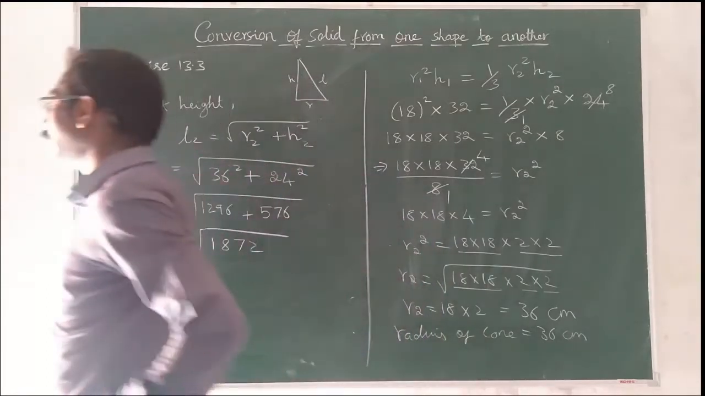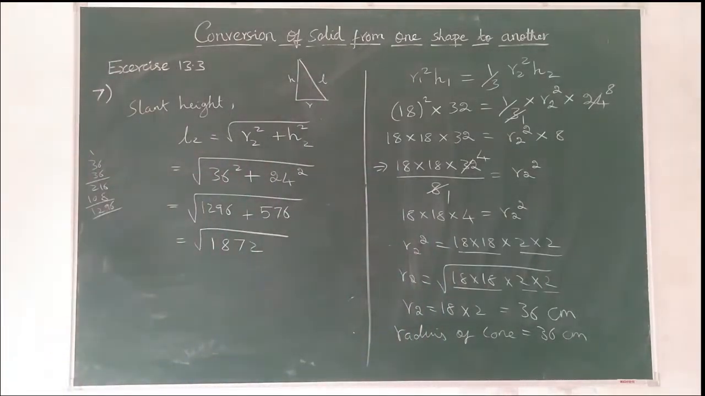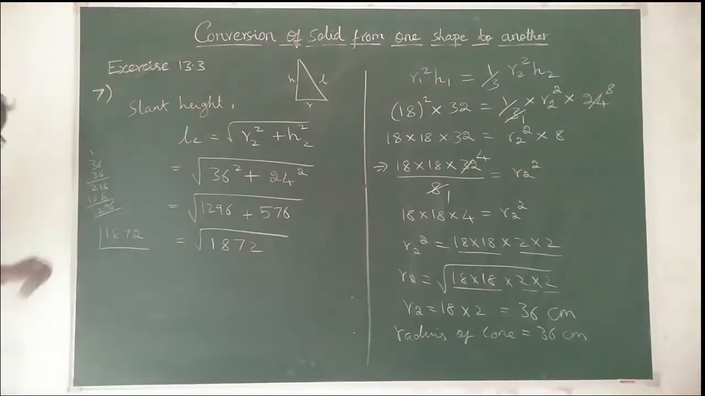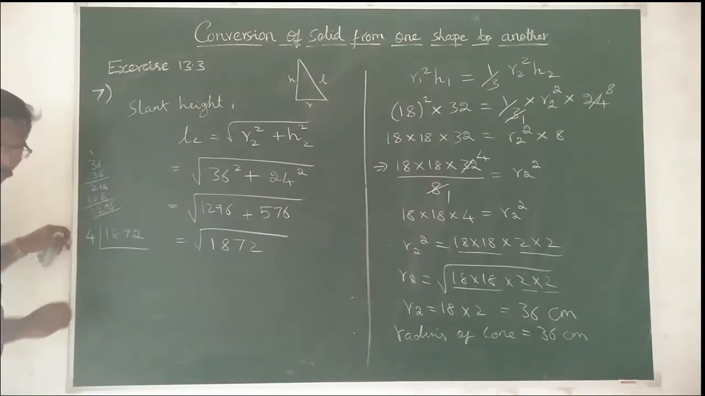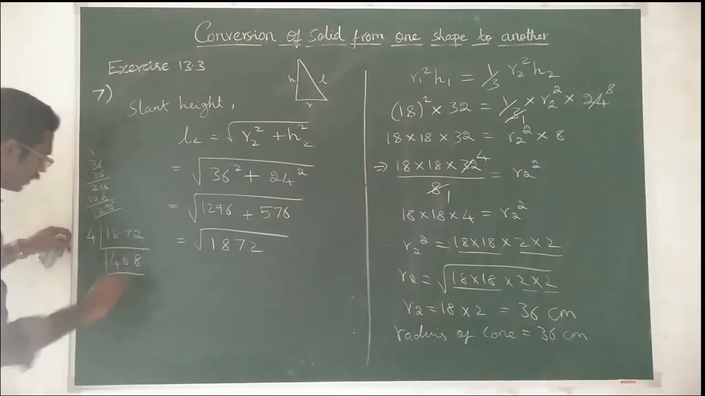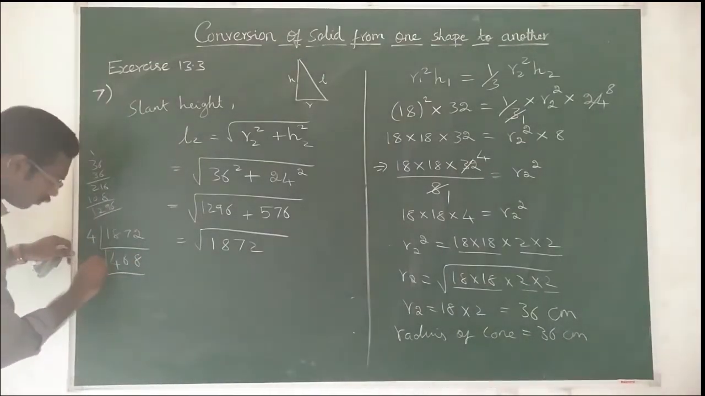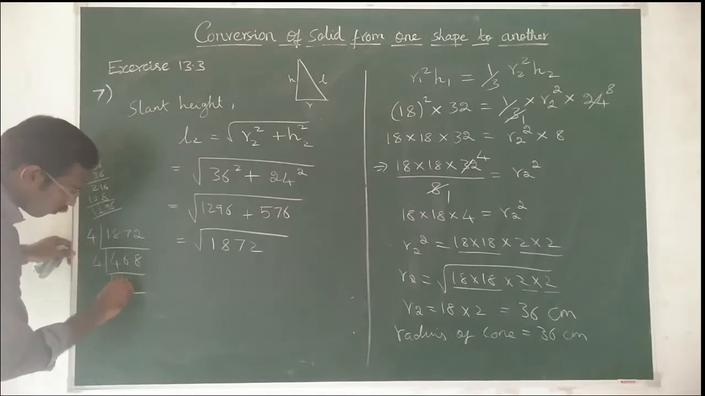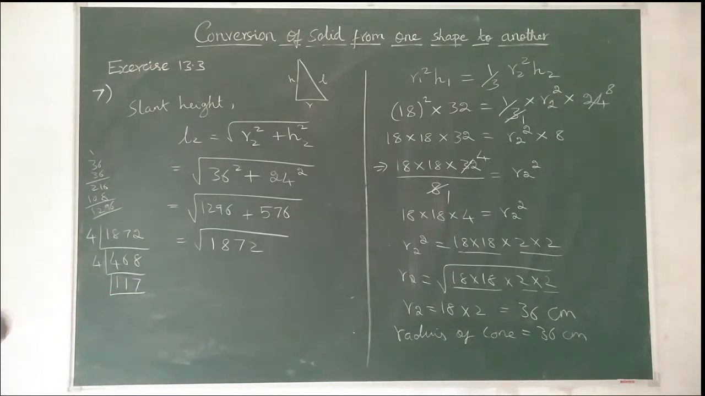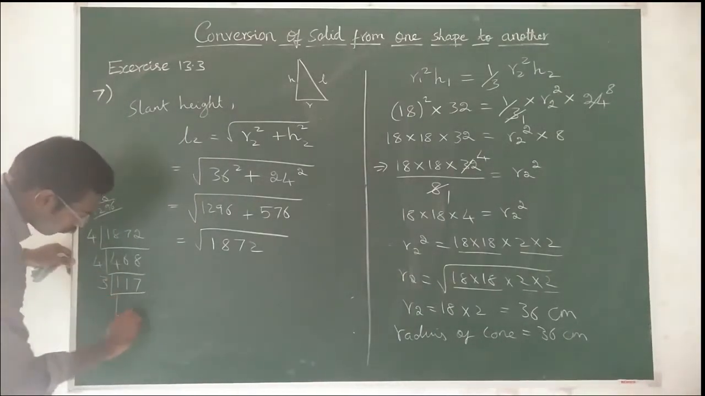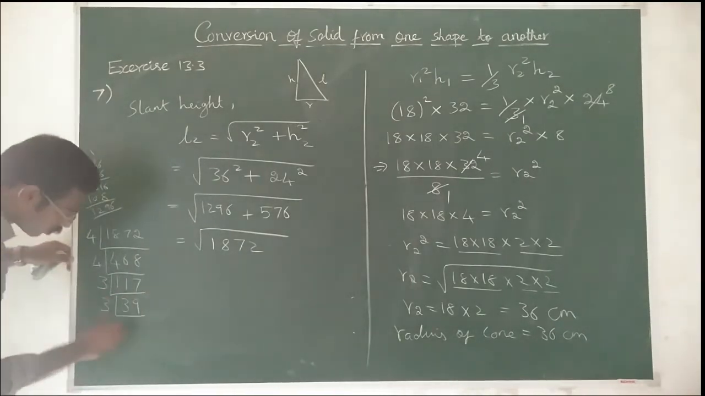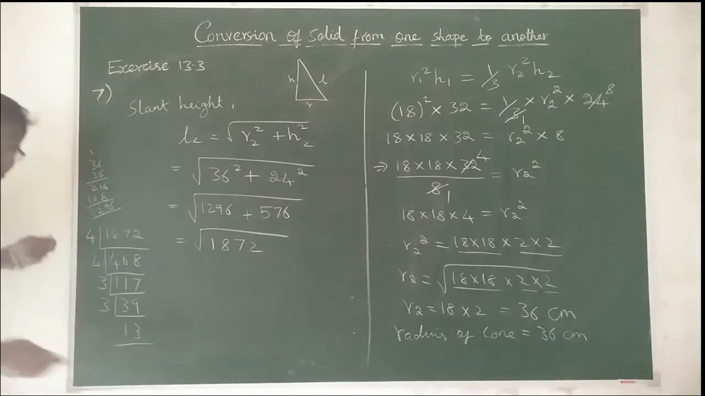One easy method is you can take it like this. 1872 is divisible by 4, so what will you get? 468. Again this is divisible by 4, so 117. 117 is not divisible by 4, but it is divisible by 3. 3 9s are 27, 39. Again this is divisible by 3, so what will come? 13. 13 is not divisible by anything.